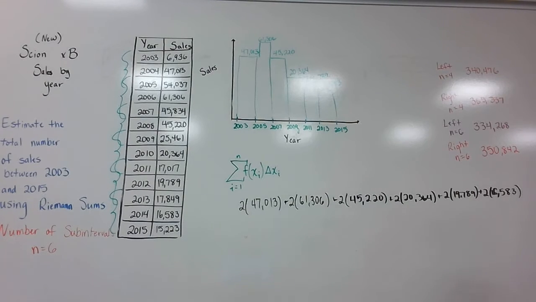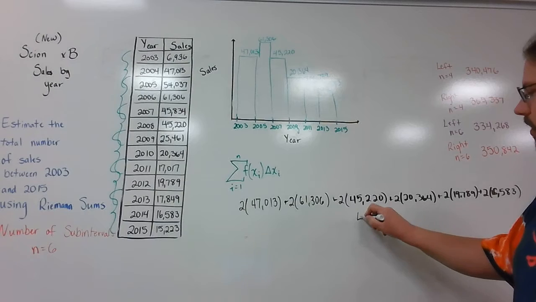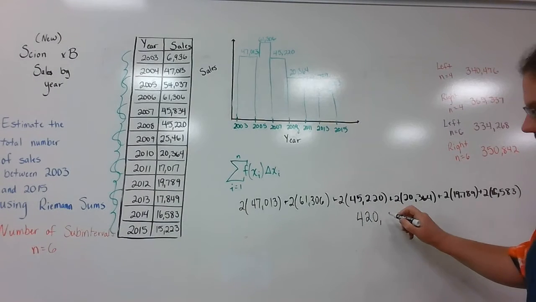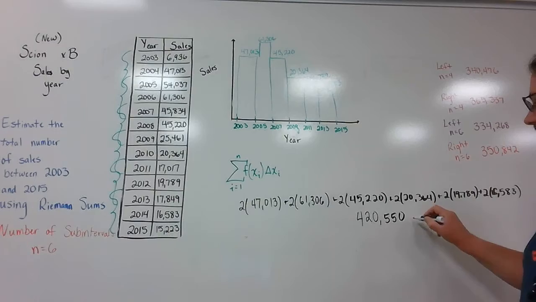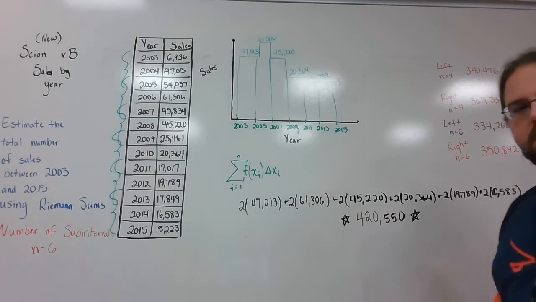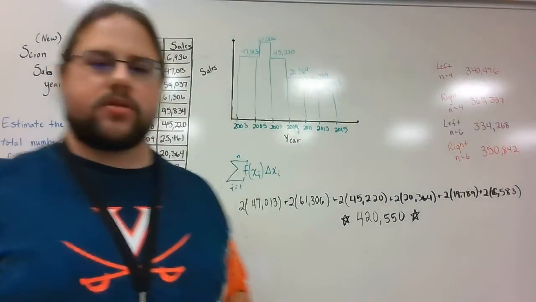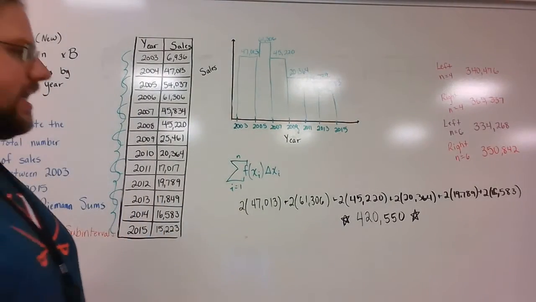All right, here I go. Calculator one last time. 2 times 47,013, plus 2 times 61,306, plus 2 times 45,220, plus 2 times 20,364, plus 2 times 19,789, plus 2 times 16,583, and we get 420,550. Wow, that is a way overestimate. But that's what happens when we get a bunch of big numbers. We will oftentimes get a higher estimate than what we had.